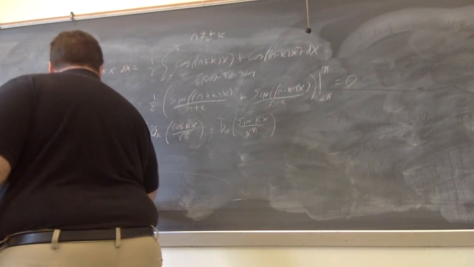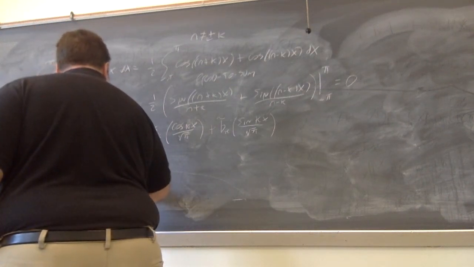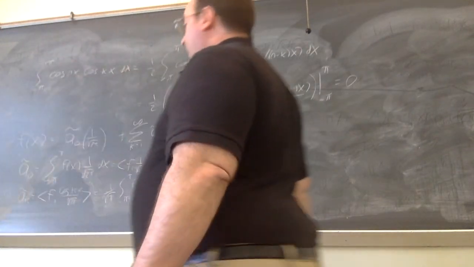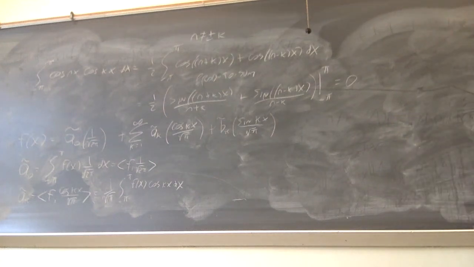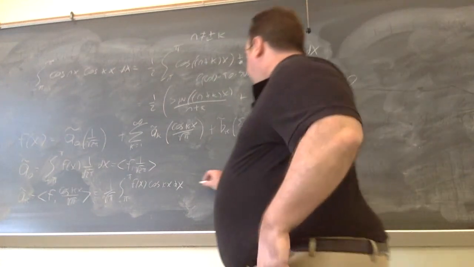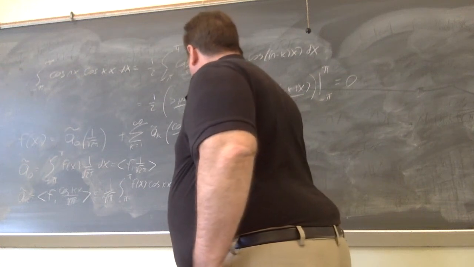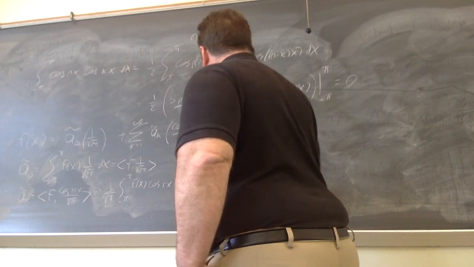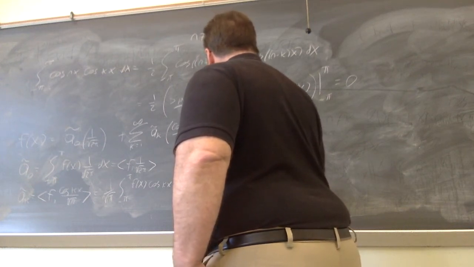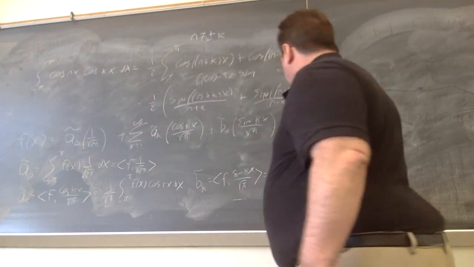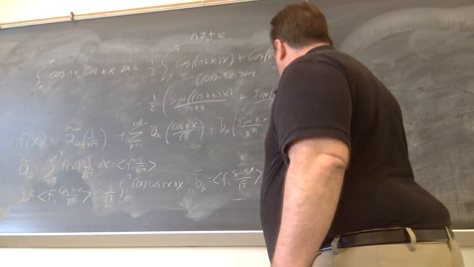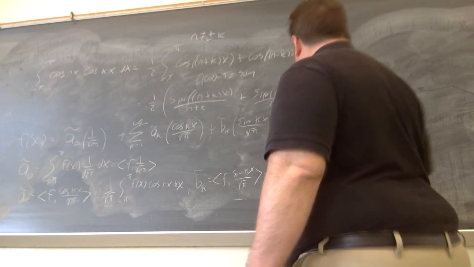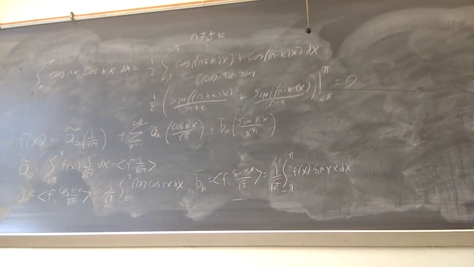I'll just take the 1 over square root and pull it out. And then, similarly, bk tilde is the inner product of f with sine kx over square root of pi. So they have a constant factor of 1 over square root of pi out. Okay. All right, so those are our coefficients.